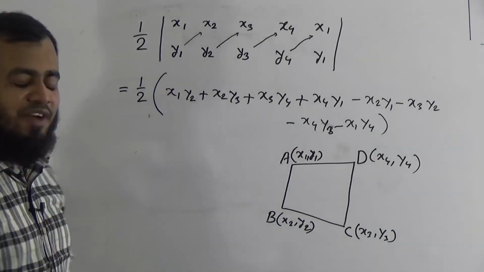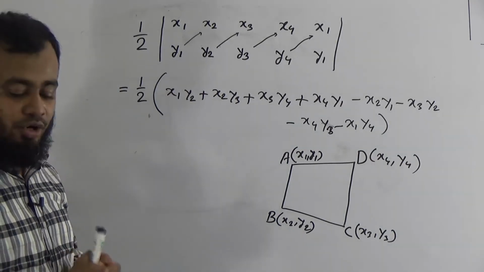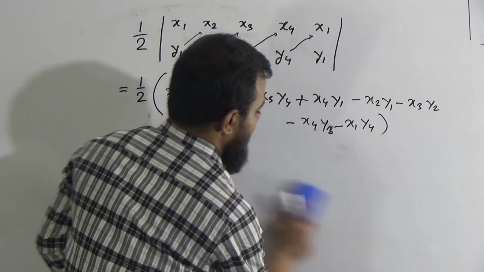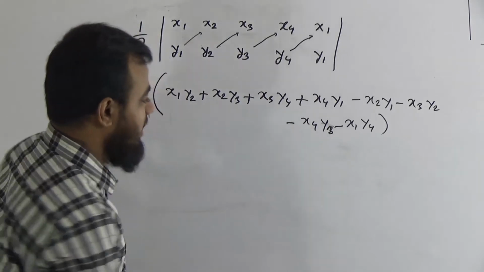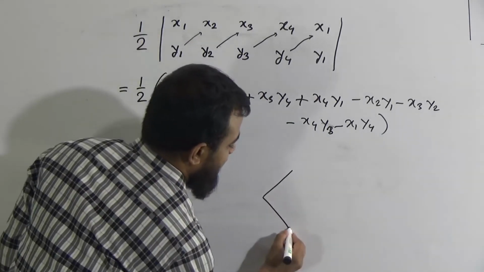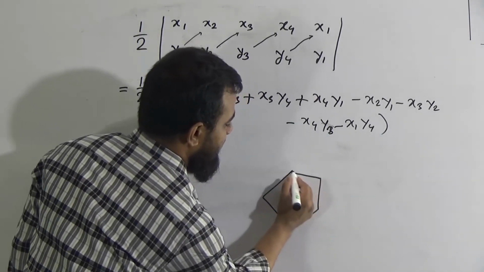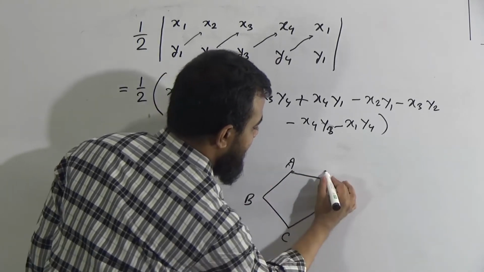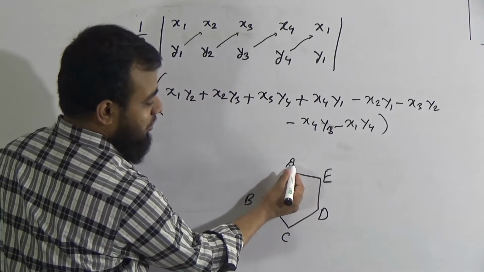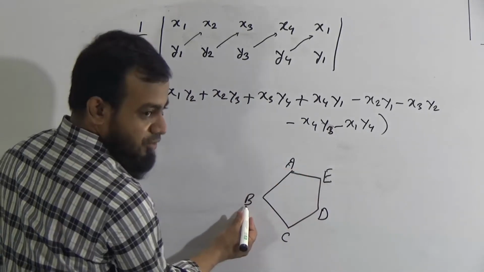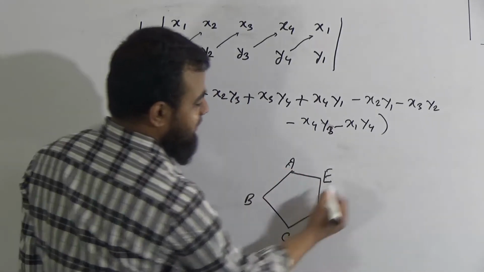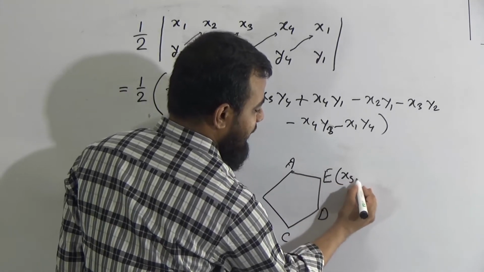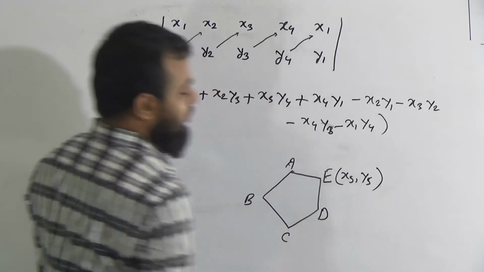Like this, we can also find out the area of a polygon. Suppose there are 5 points of a polygon. That means it's a pentagon, okay? Suppose it's a pentagon like this. It's A, B, C, D, E. A is x1, y1, B is x2, y2, like this. A, B, C, D is similar, and we added point E here. It's x5, y5.